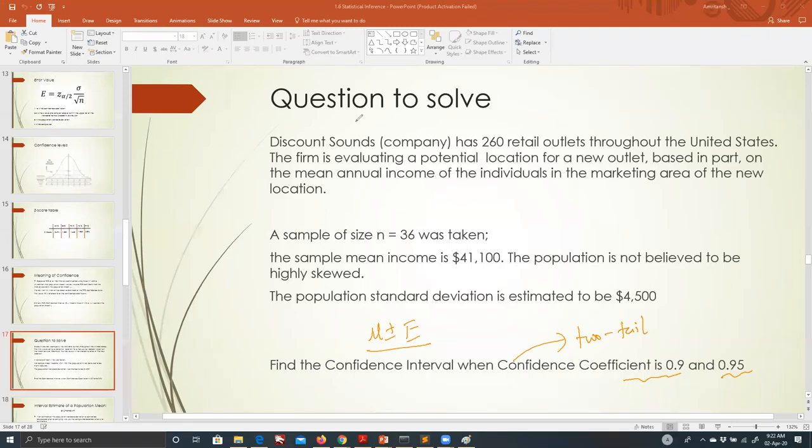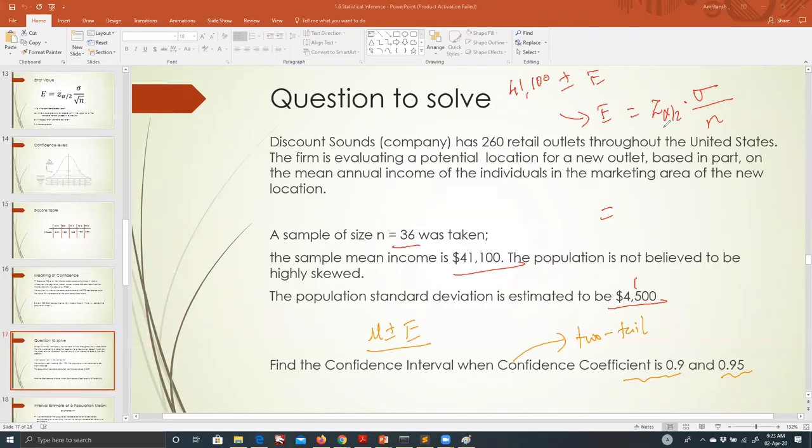So let's try to solve this. So how do you solve it? So basically mu is known, right? Mu is 41,100. But what you need to calculate is error. So error equation is Z. Now depending on the problem, it could be alpha by 2 or alpha, times standard deviation by root N. Now standard deviation is given. So you just need to put the values, and N is also given, right? So can someone tell me what is the error value itself?